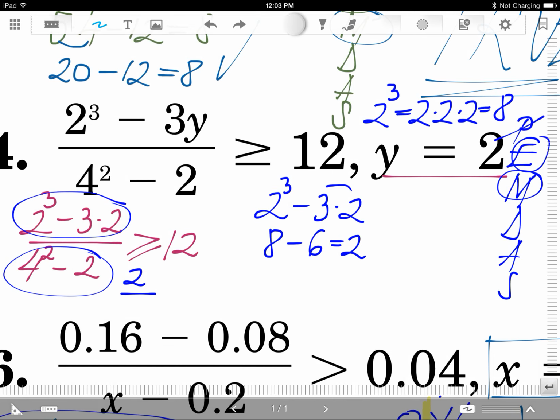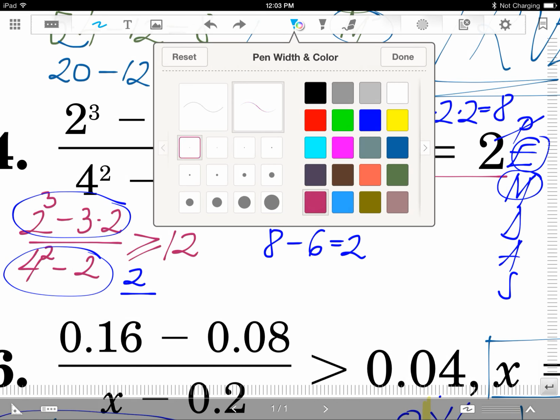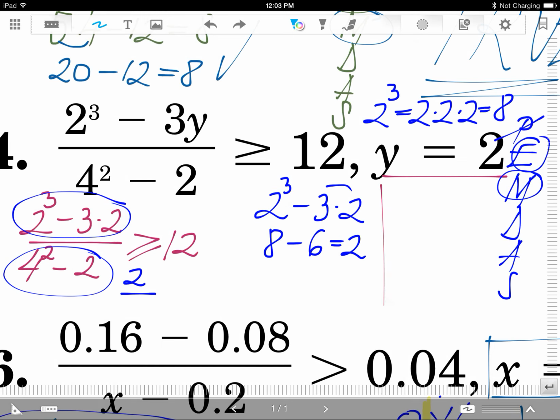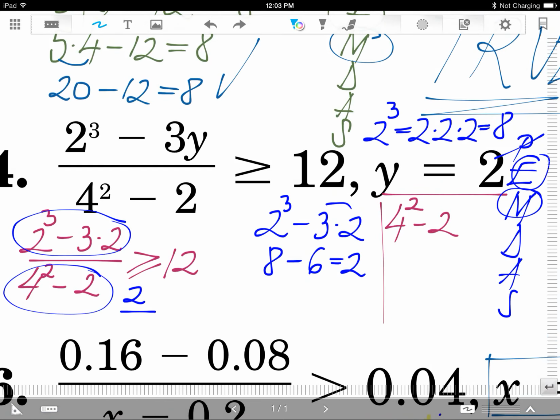Let's check the bottom one. I will change the color again. The bottom one said 4 squared minus 2. Again, you're going with the exponents first, right? 4 squared is 16. Minus 2, and that gives you 14. Okay, so it will be 2 over 14 greater than or equal to 12.